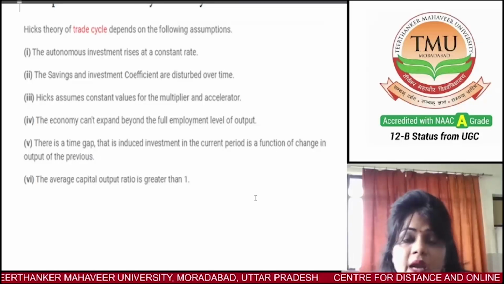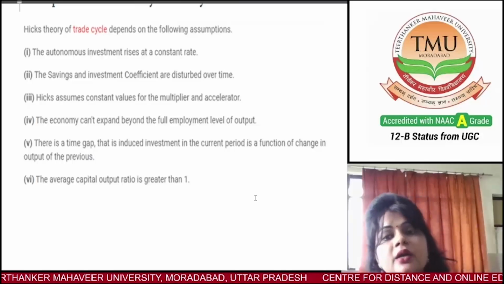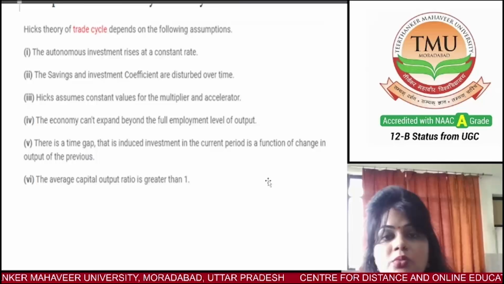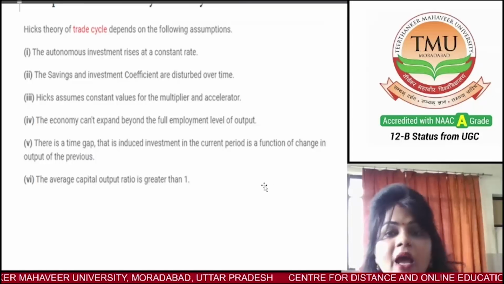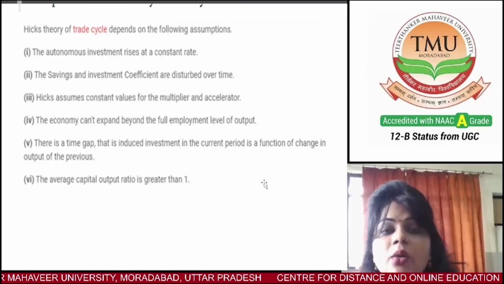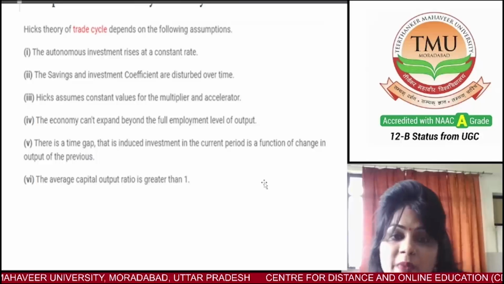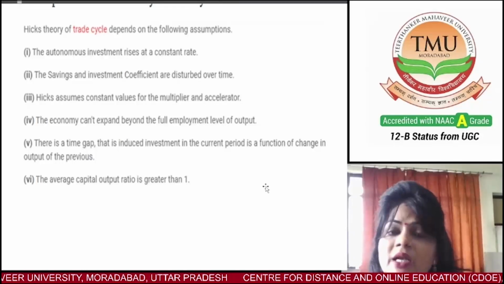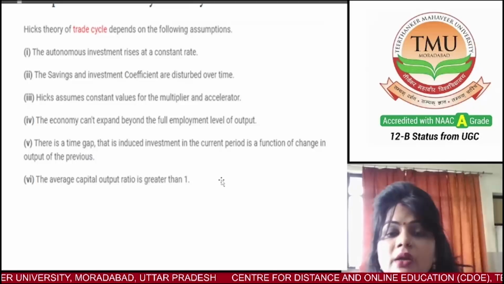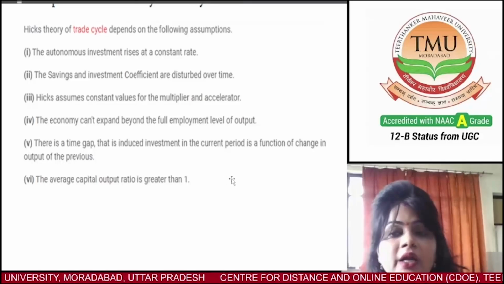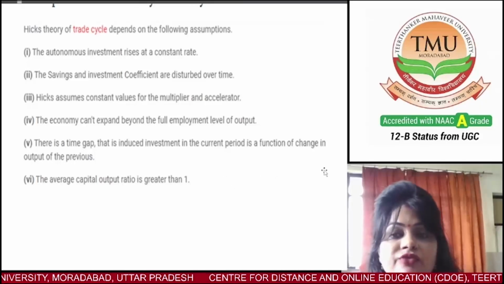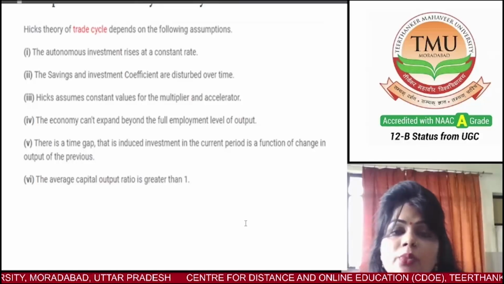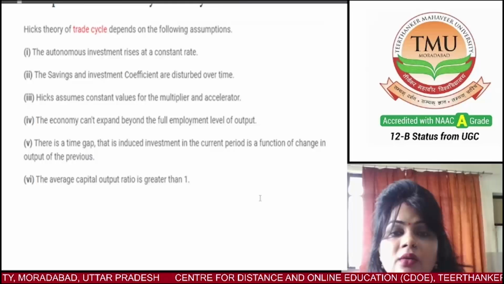The saving and the investment coefficients are disturbed over time. Hicks assumed constant values for the multiplier and accelerator. The economy cannot expand beyond the full employment level of output. There is a time gap that is introduced. Investment in the current period is a function of change in the output of the previous period. The average capital output ratio is greater than 1.